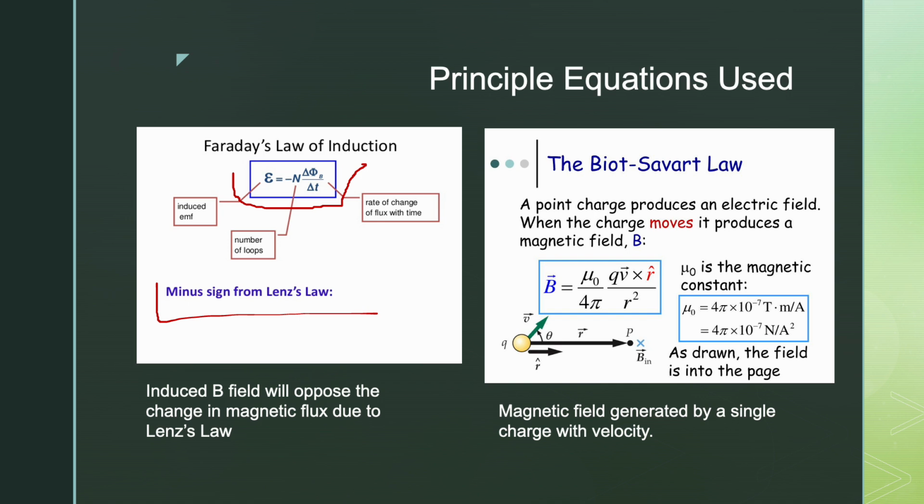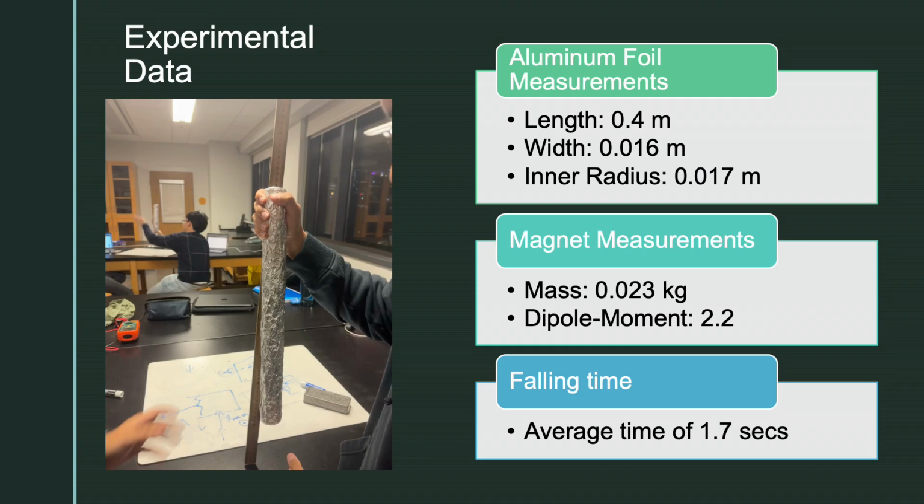And then on the right, we have Biot-Savart's law, which involves the charge and velocity crossed with r hat. Here you can see that it's the magnetic field generated by a charge that has velocity. So that's an outline of the two equations we use.